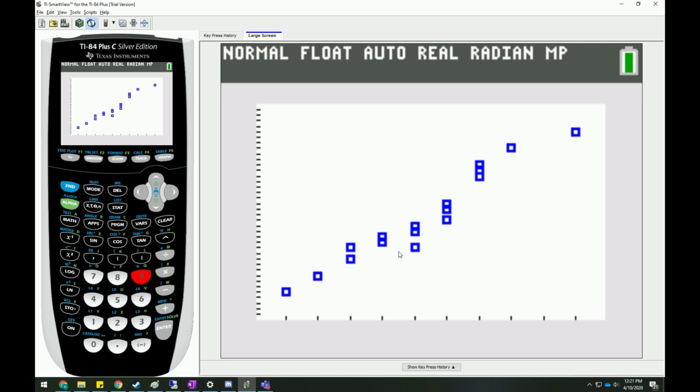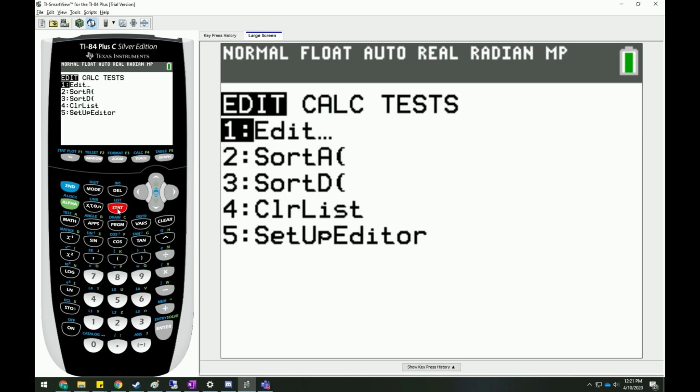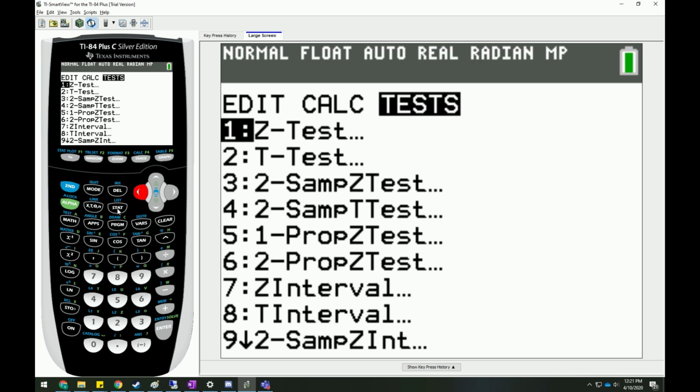Now this looked like a linear relationship. And to find the value of R that goes with this, that will measure how good of a linear relationship this is, I'll click on the STAT button, go to TESTS, and I can scroll up. Then I can look for LinRegTTest.